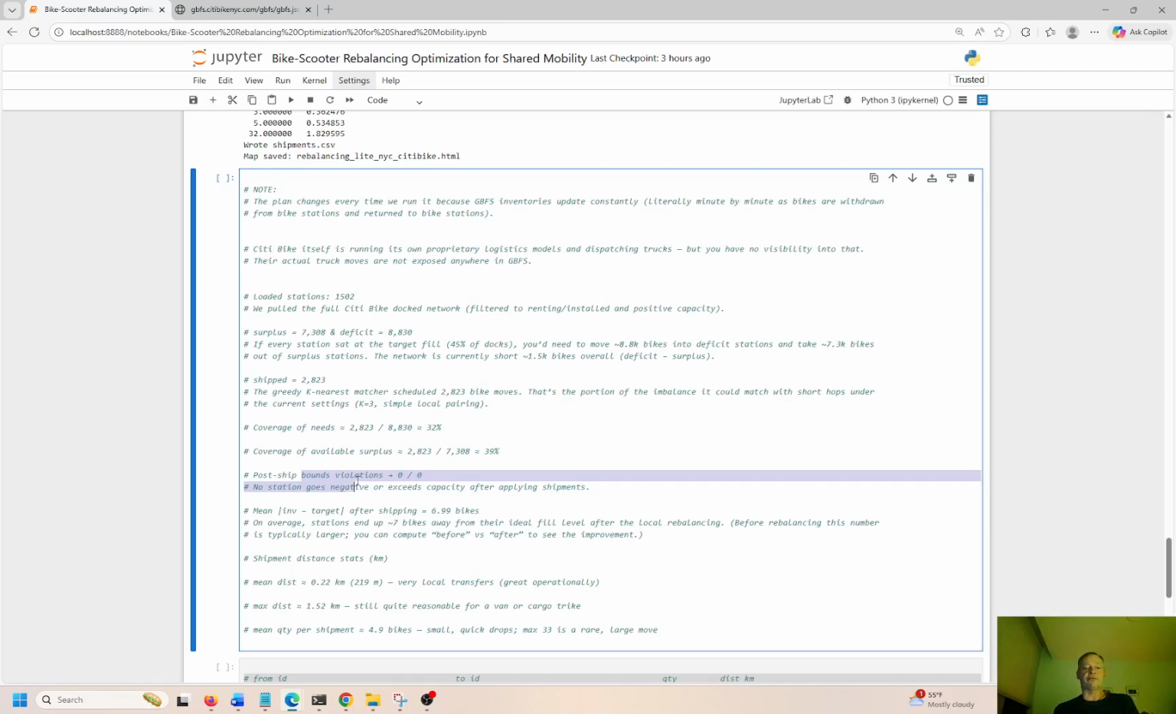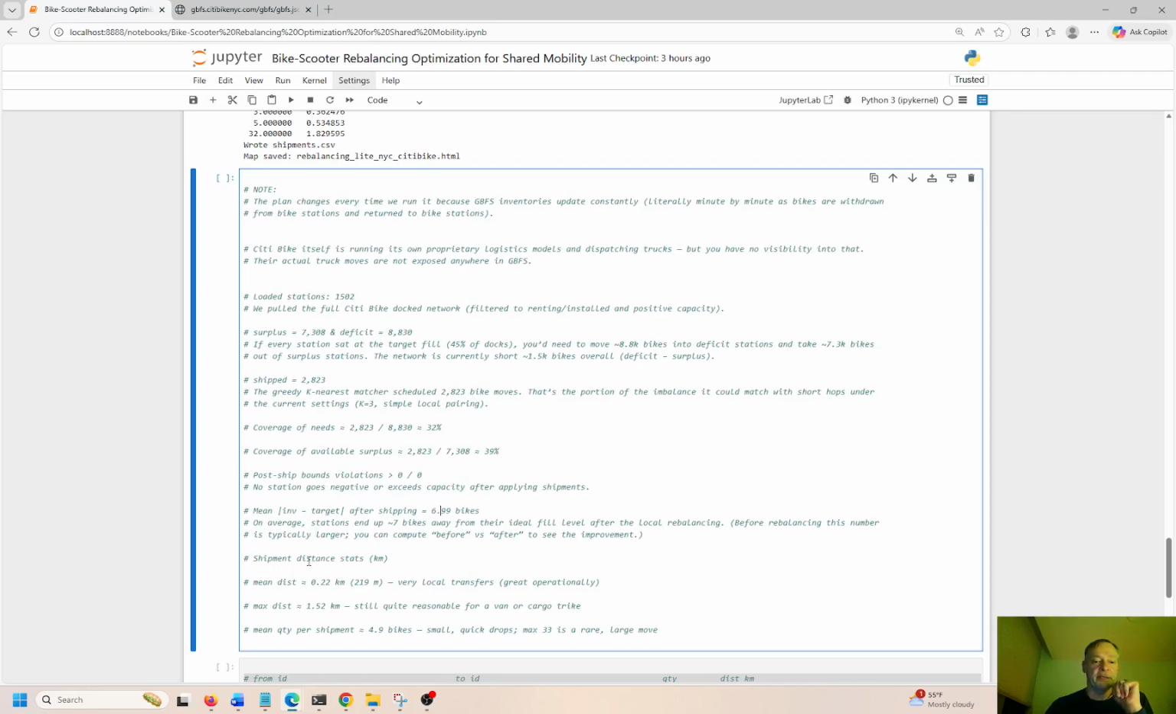So nobody ran out of those bikes, and as far as we know, at least based on the data, nobody's looking for a bike and they can't find it. So I think we're fine there. So what else? So mean inventory, average per bike station, about 7 bikes. We can round up. There's no such thing as 6.99 bikes. Okay, that simply doesn't exist.